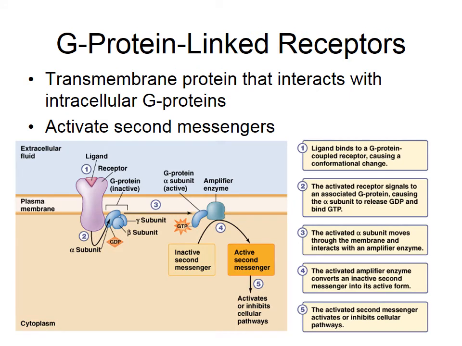For hormones, more commonly, when that G protein gets activated, instead of opening an ion channel, it activates what's called an amplifier enzyme. So we have the hydrophilic chemical messenger binding to the receptor. When it binds, it activates the G protein. The G protein then activates this amplifier enzyme. And what this amplifier enzyme does is it activates a second messenger. So this is the first messenger, the ligand. This is the second messenger. And then the second messenger activates or inhibits cellular pathways. We're being really vague.